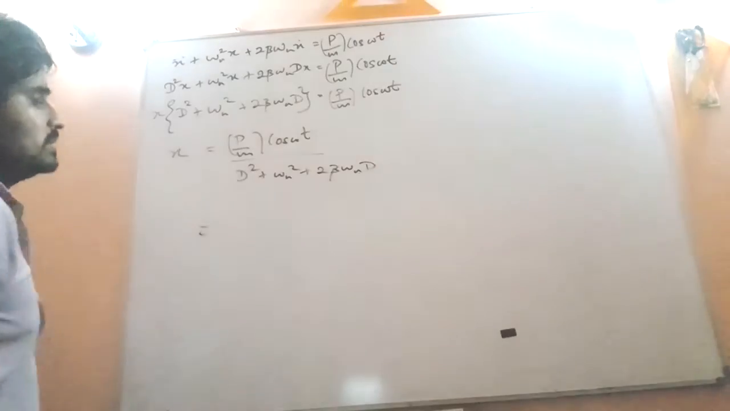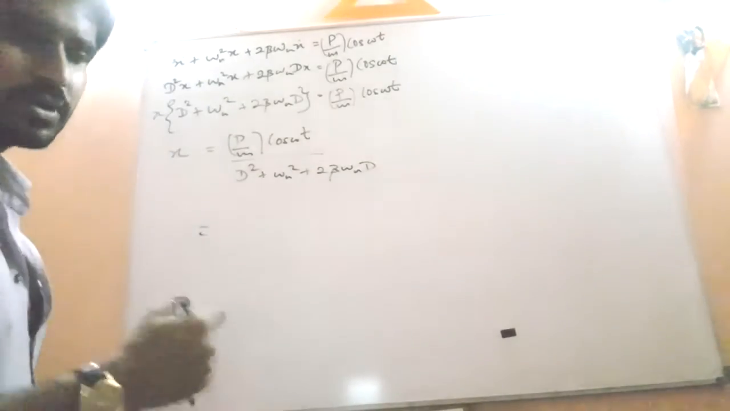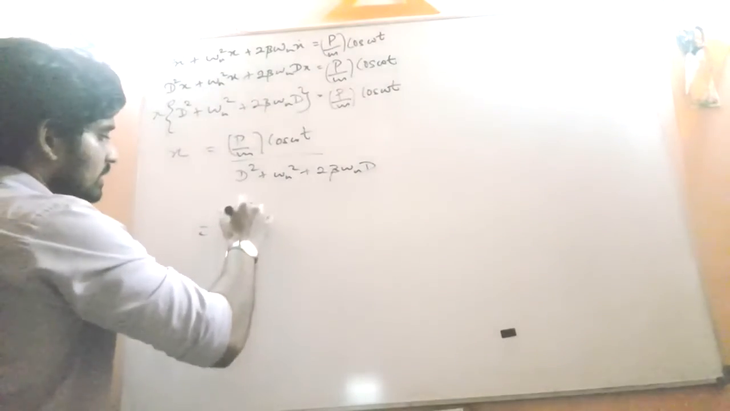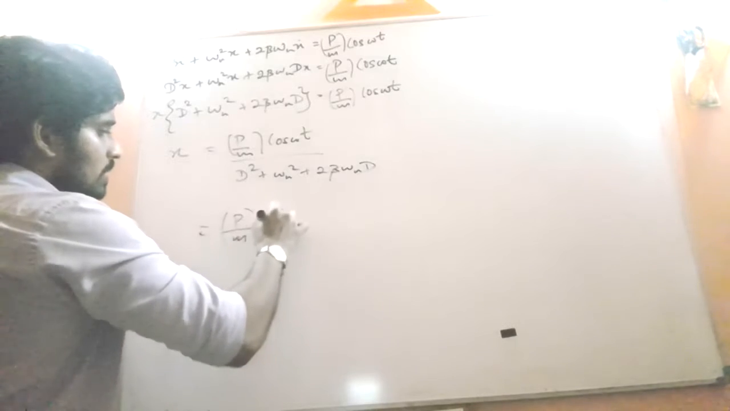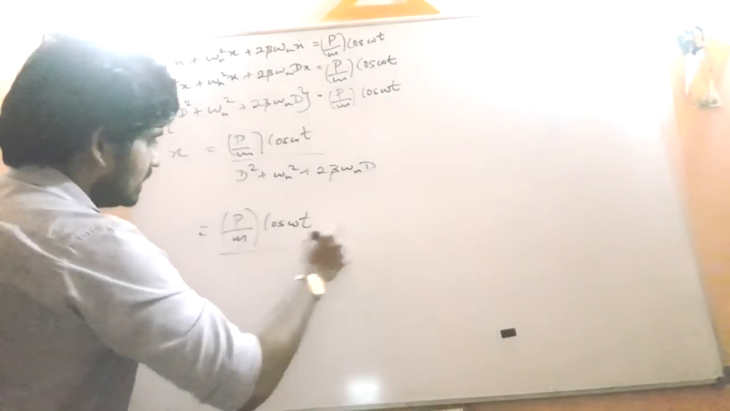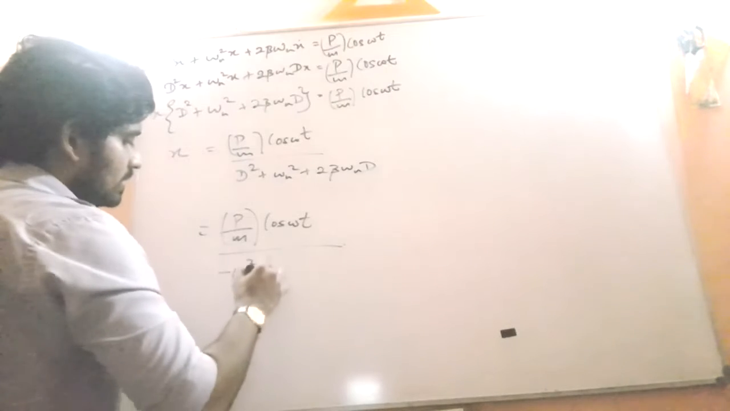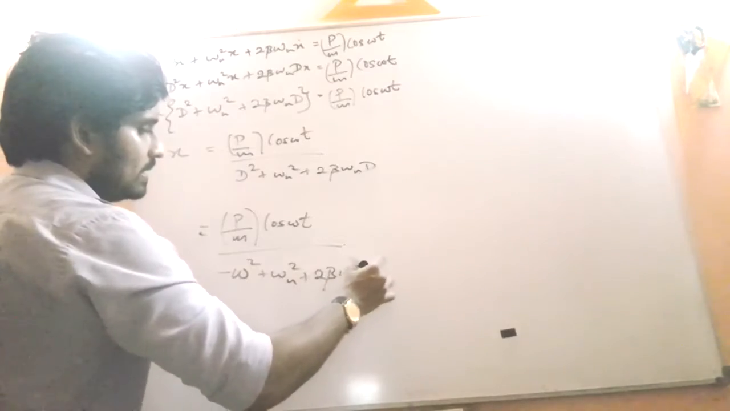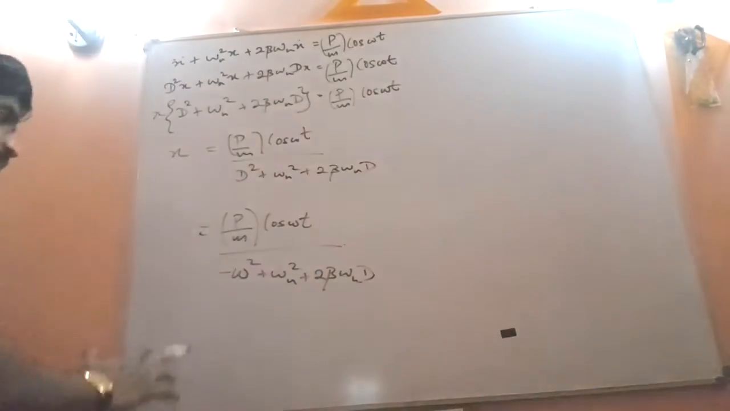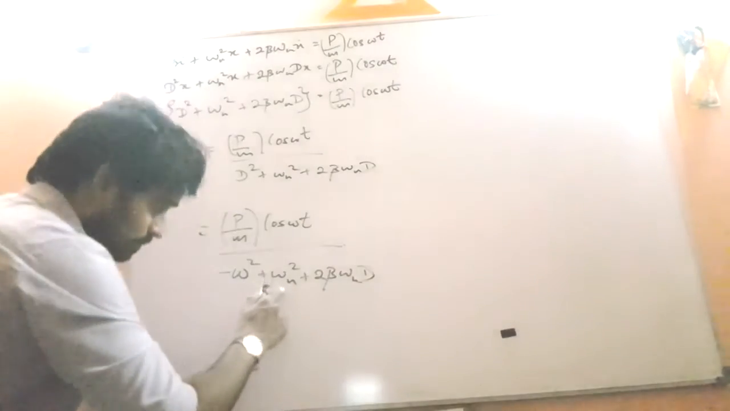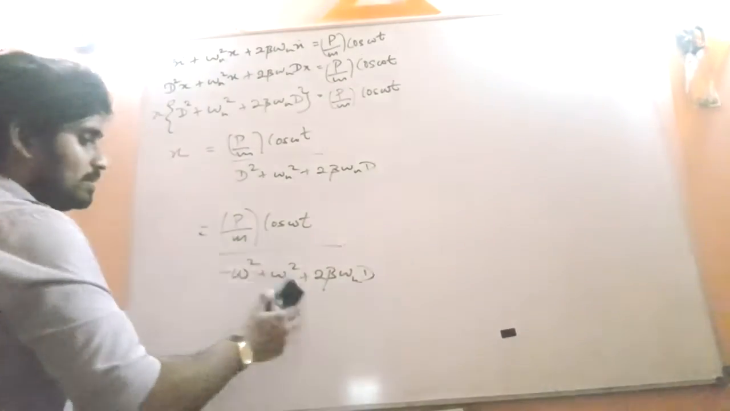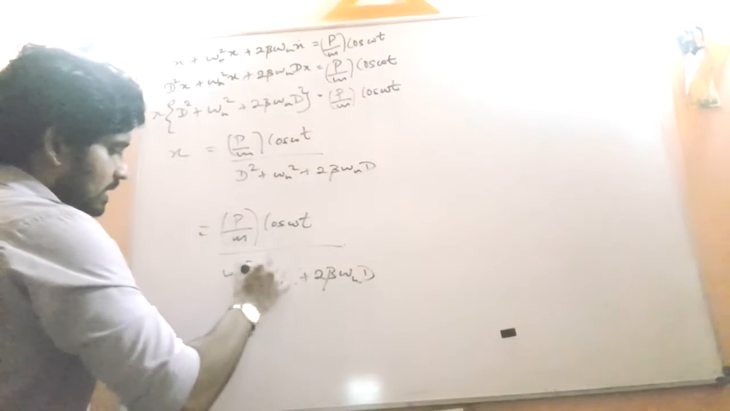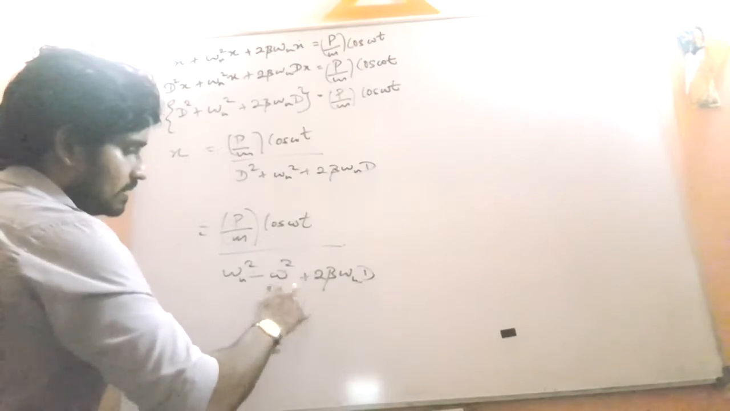If you consider the denominator, there is only one D squared term. So replace that D squared term by putting minus omega squared. That means P divided by M cos omega t divided by minus omega squared plus omega n squared plus 2 beta omega n D, right? You can form a nice equation if you put the positive part first, that means omega n squared minus omega squared, then it looks nice.